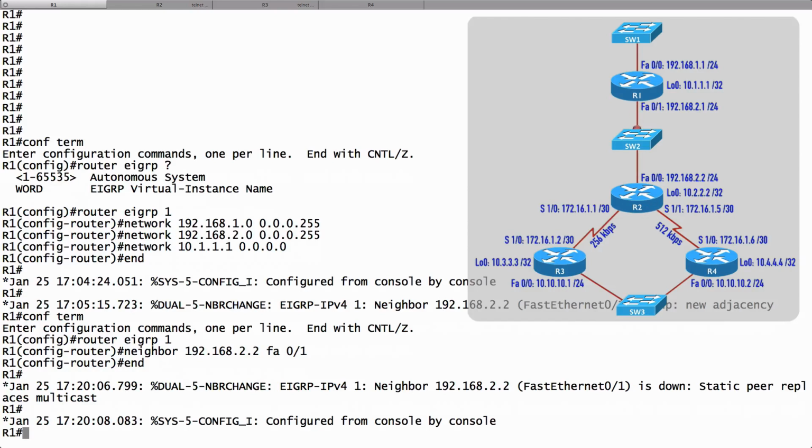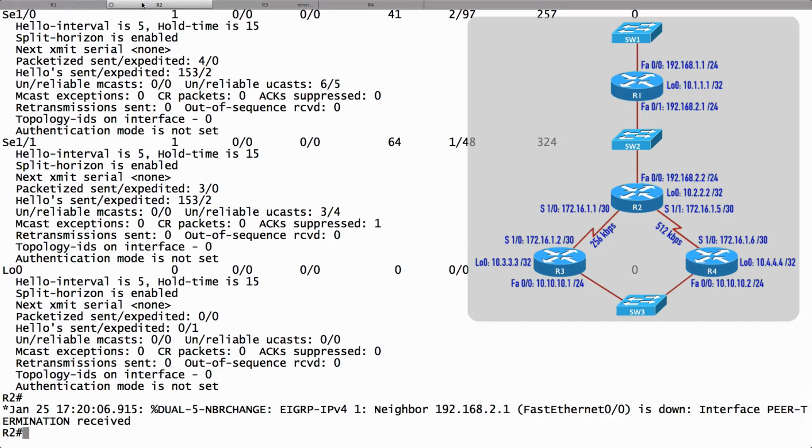So as I go into switch SW2 on screen, if there had been another router connected to switch SW2 with which I was a neighbor, I would have lost that neighborship as well. So we need to be careful if we want to statically configure our neighbors. And notice the neighborship did not reform. I need to go issue the neighbor command on R2 as well.